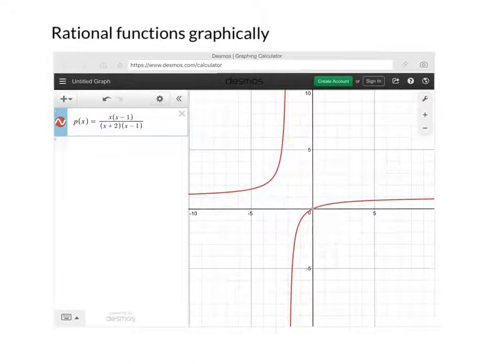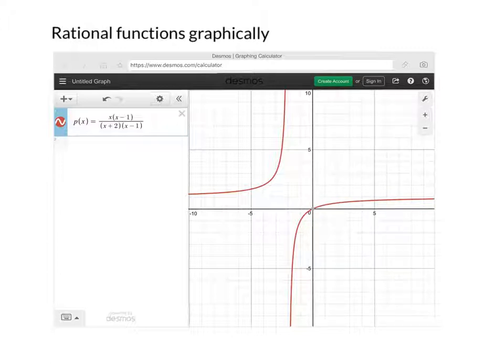Hi everyone, we're back with another video about rational functions, and in this one I want to look at them graphically. If you haven't watched the previous video where we talked about zeros in rational functions, I would go back and watch that one, because I'm going to talk about the function that we looked at in the last example in that video.